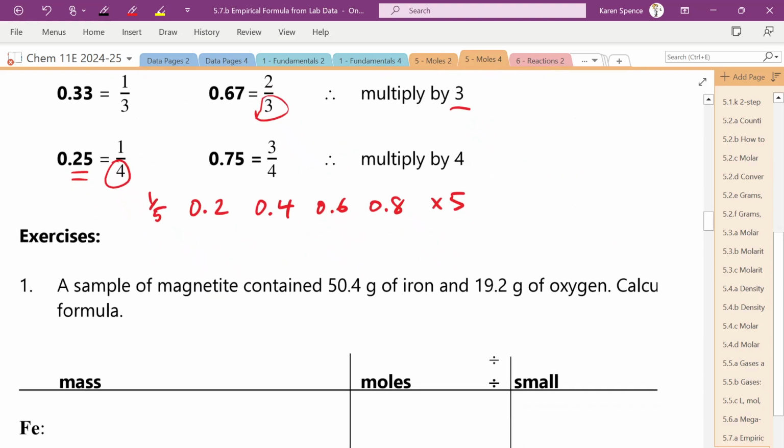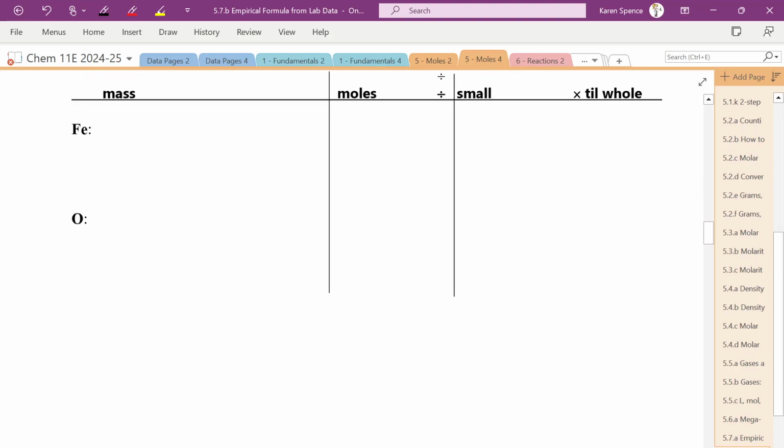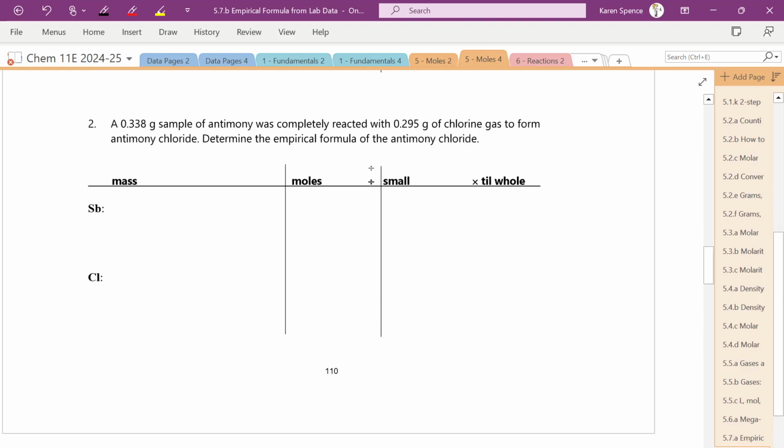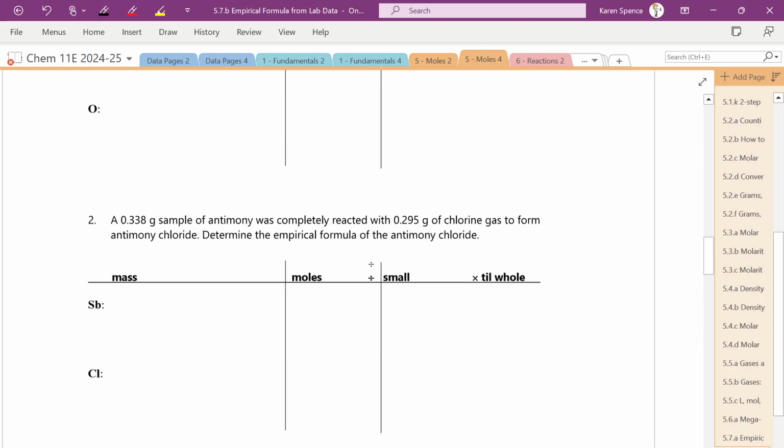There are some exercises here. I would like you to try them. Okay, I'm going to give you a little bit of time to work on that. We're going to do at least page 110. If you finish that, you can go ahead and do a few more, and then we're going to do a demo lab. Yes? Yes.